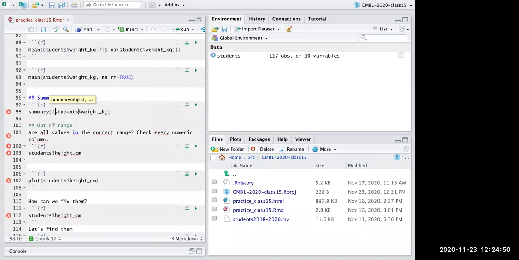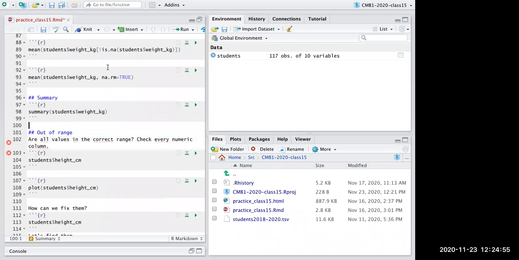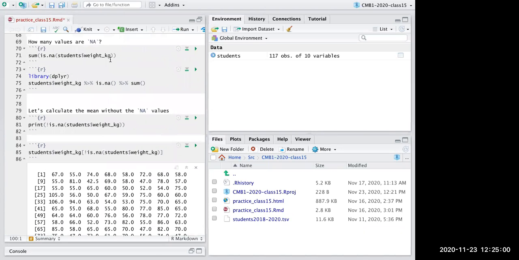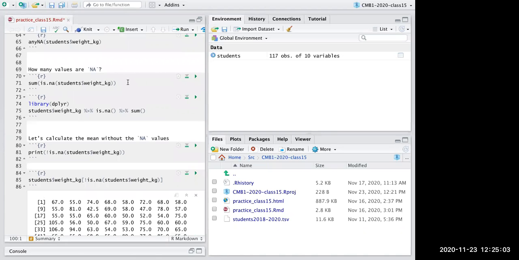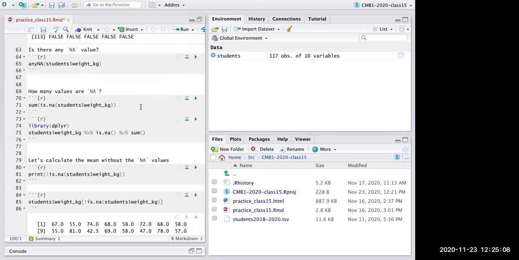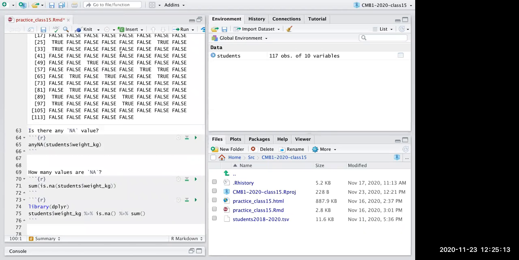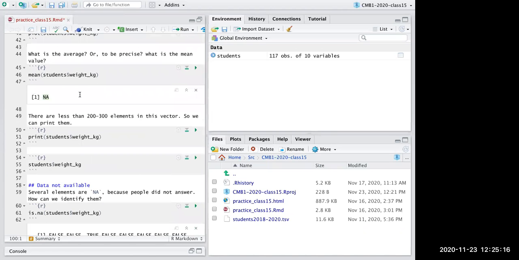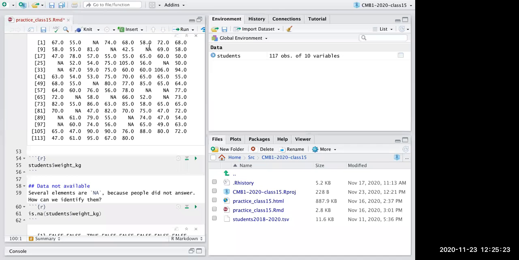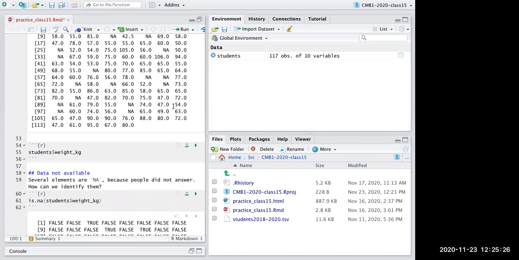Just to remind you from last class, let me go back a second and let's remember. We loaded the data, here, students. And we calculated the average, and the average was NA. It was NA essentially because when we see the values from the survey, some of the people didn't answer that question. They were shy.